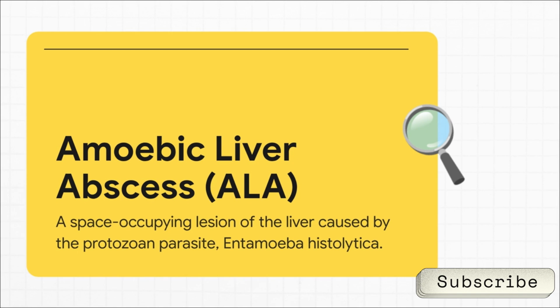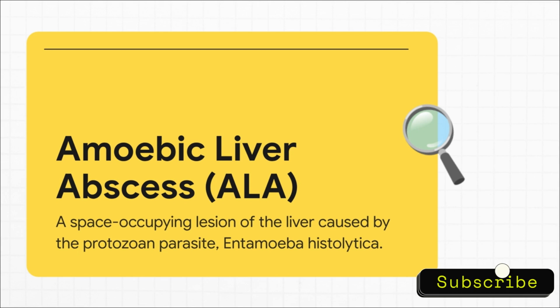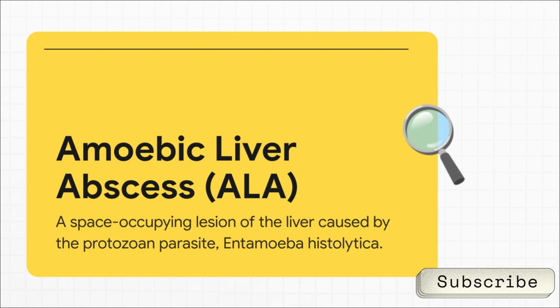Now, the key thing to remember for your exams is this. It's the most common way amoebiasis shows up outside of the gut. The parasite starts in the intestines, right? But when it decides to go on a trip, the liver is its absolute favorite vacation spot.